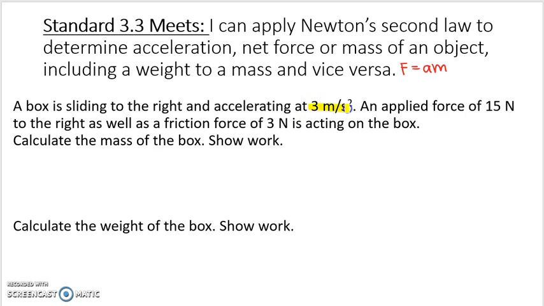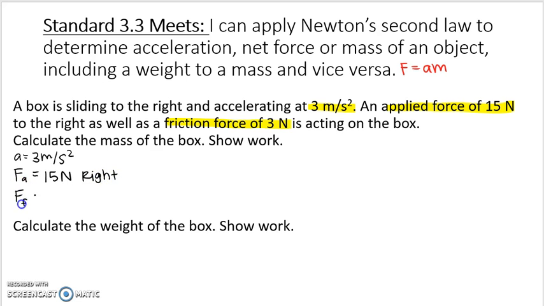We see that something's accelerating at 3 meters per second squared. We have an applied force of 15 newtons. We have a friction force of 3 newtons. Let's list these variables. A is for acceleration at 3 meters per second squared. We have a force that's applied of 15 newtons to the right.